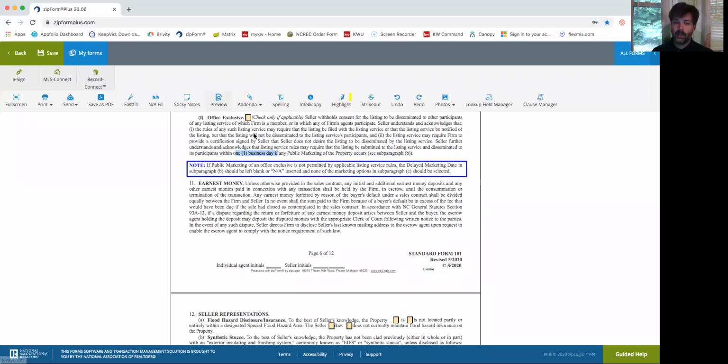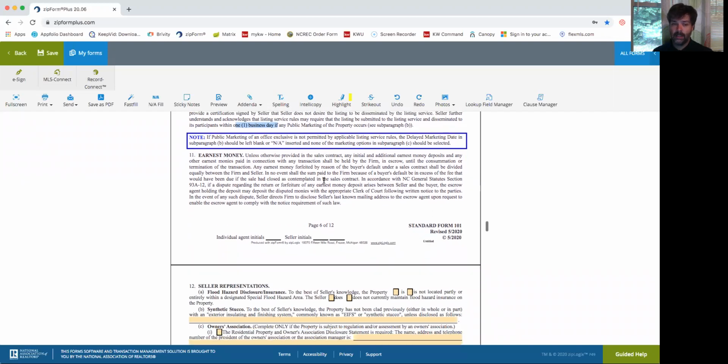If a public marketing of an exclusive listing is not permitted or applicable, then the delayed marketing date should be left blank above. So if you're not going to be delaying, or if it's not going in MLS, you do not have that delayed marketing date, because you are effectively listing it on your effective date. It's just not going in MLS.